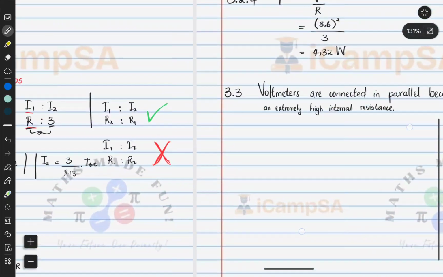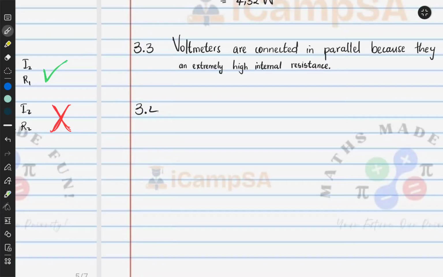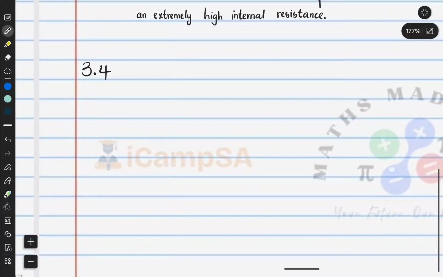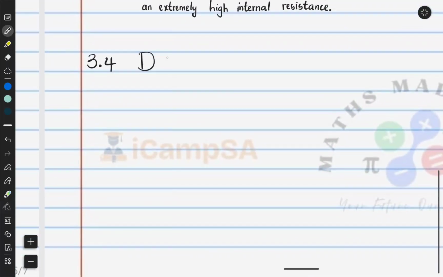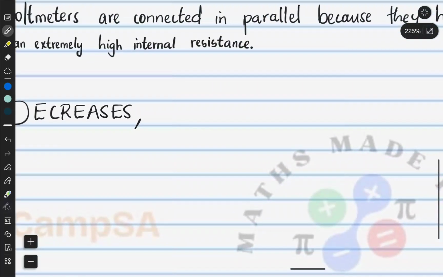So in short, let's write it here. They didn't want you to calculate anything, so you don't have to put values. I put values for you so that you can see the effect of removing that resistor, so that you can conceptualize it. So you would say decreases. Why? Because removing the 3 ohm resistor increases the total resistance of the circuit.